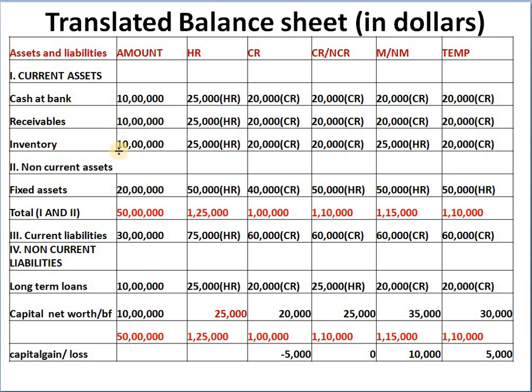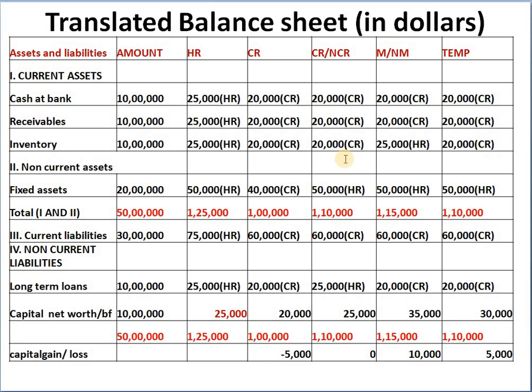Now comes the inventory. Inventory, you're having 10 lakh. Inventory is nothing but stock. Under historical rate method, inventory is recorded at the historical rate. 10 lakh divided by 40, you are going to get 25,000. Under current rate method, inventory is recorded at the current rate. 10 lakh divided by 50, you are going to get 20,000.